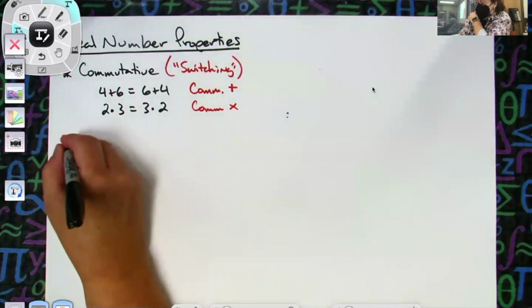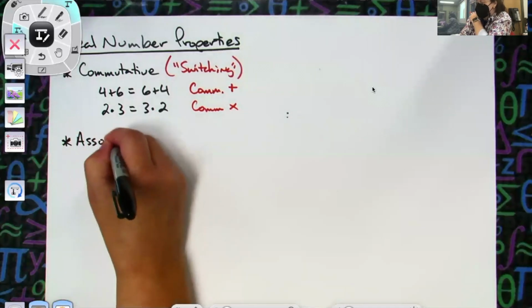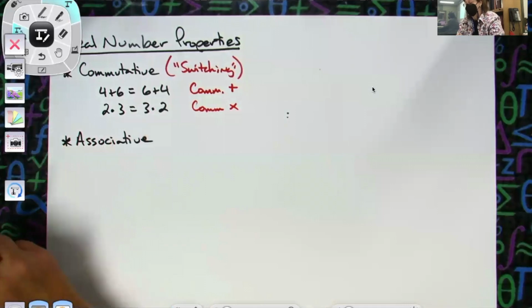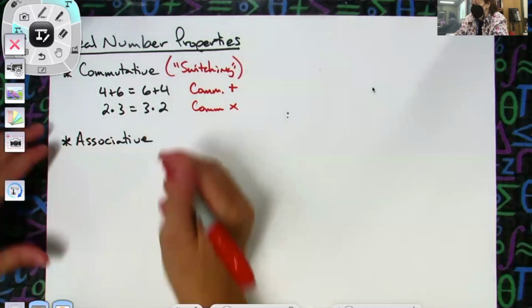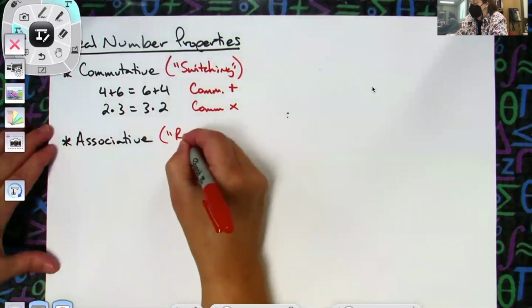Another property that hopefully you remember is the associative property. Again, I'm not going to write the whole thing out. It's the associative property of addition, associative property of multiplication. My clue word to help you remember is regrouping.